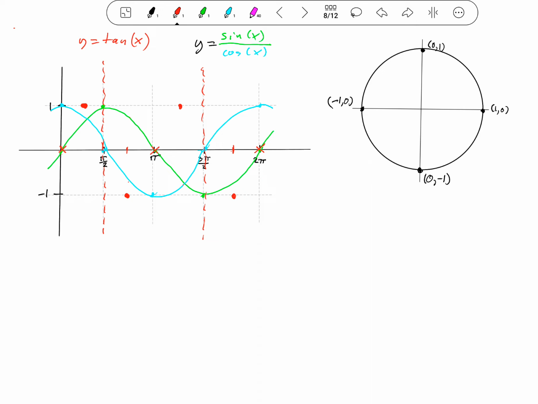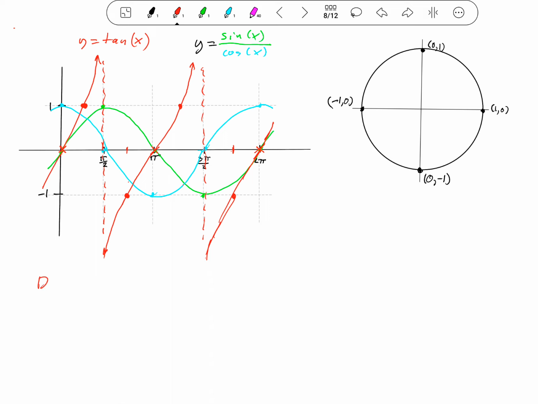And so my graph is going to look like this. And that, in red, is what the tangent function looks like.